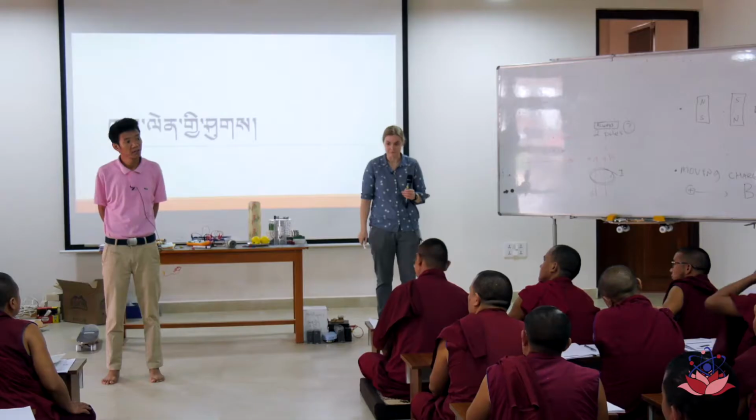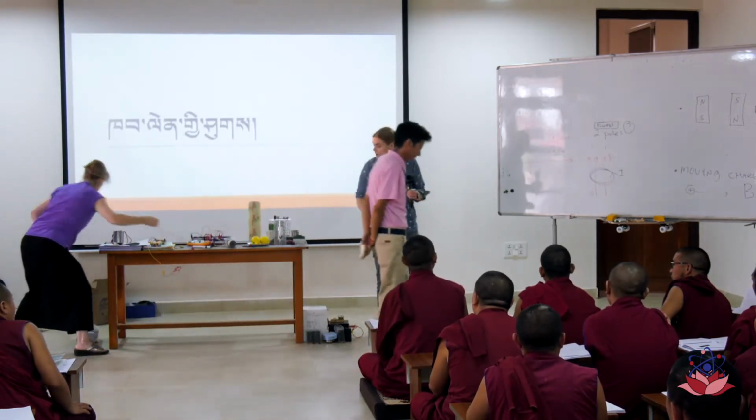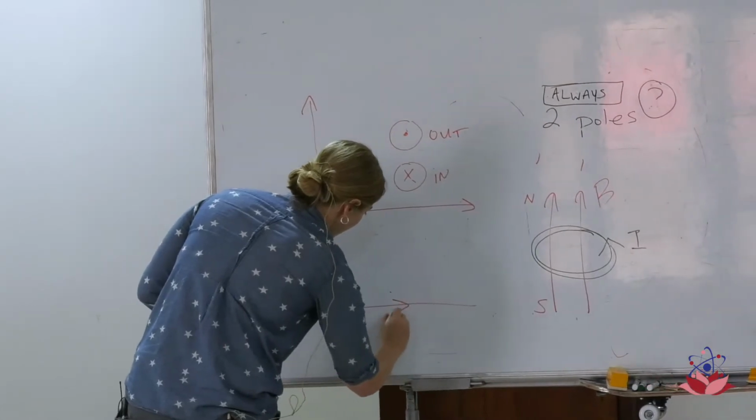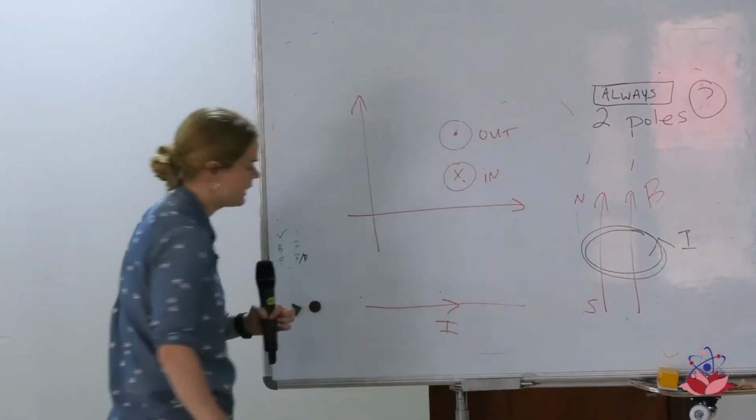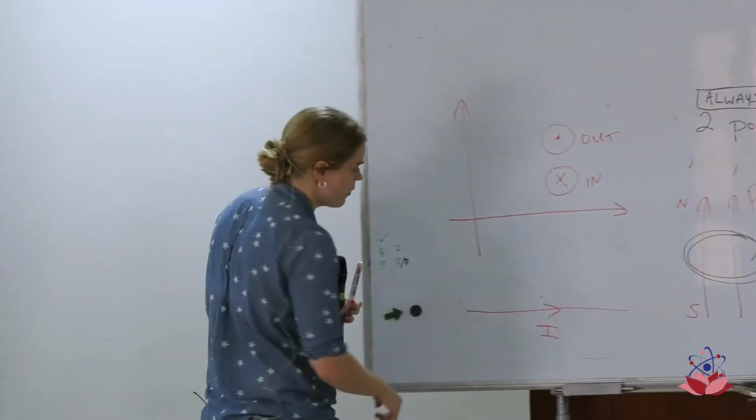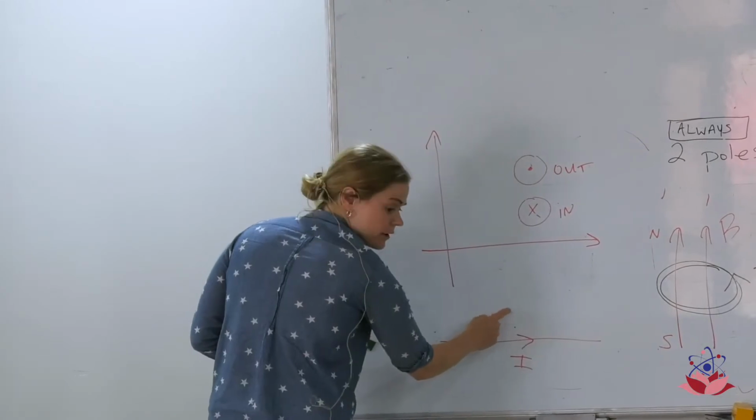So here's a thought experiment. If I have a current carrying wire going like this, which way does the magnetic field point? Up here and down here. So let's actually ask about up here first.